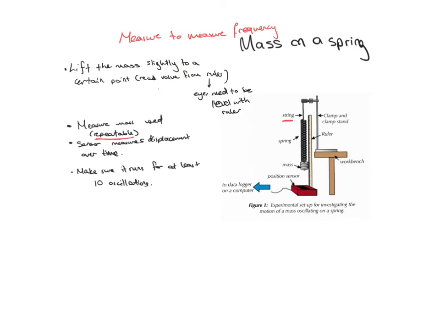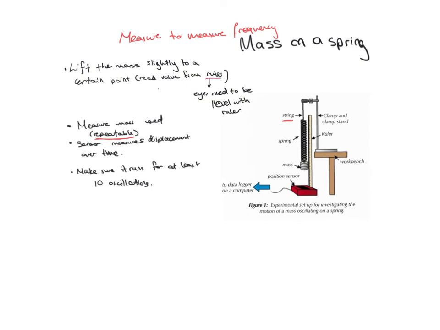You definitely need a clamp and a clamp stand to hold the string in place. You need a fixed ruler, so you can take the first reading of how much you have moved the mass to begin with. So basically you will record your amplitude to make sure that the experiment is again repeatable.